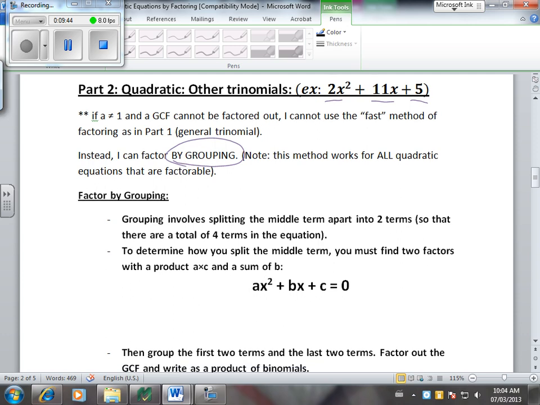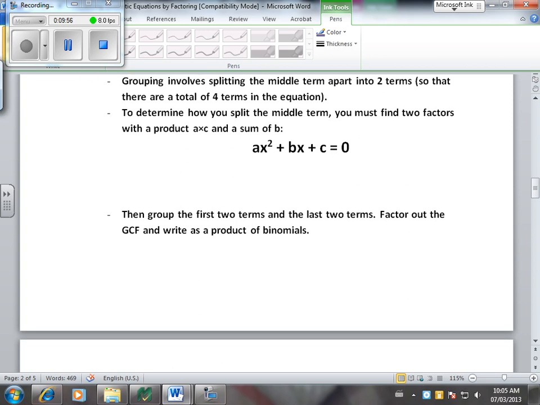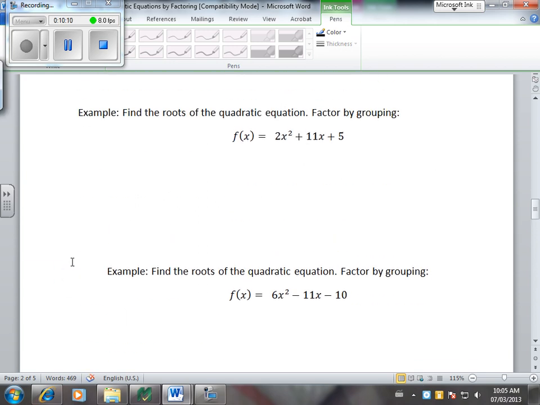So when we group, we split the middle term into 2 terms. Sometimes this is called decomposition, and you end up with 4 terms in your equation. So again, we need to find the product of a times c and the sum of b. Again, we start at the same place. Then you group the first 2 terms and the last 2 terms. And then we factor. I'll show you an example, and then you can go back and read that part.